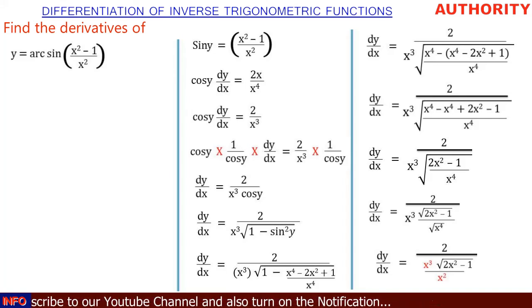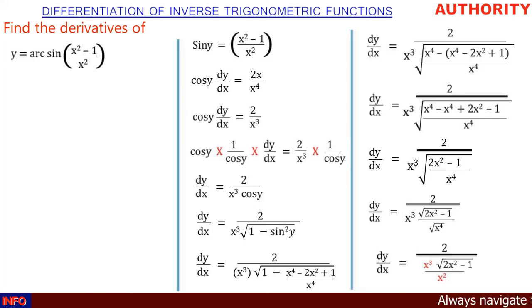The square, we cancel raised to power 2. We cancel one of the two, right? So we're going to be left with x raised to power 2. So here we are having dy all over dx is equal to 2 all over x raised to power 3 square root of 2x squared minus 1 all over x squared. Is that true? Yes. So here we have dy all over dx is equal to 2 all over x raised to power 3 square root of 2x squared minus 1 all over x raised to power 2.